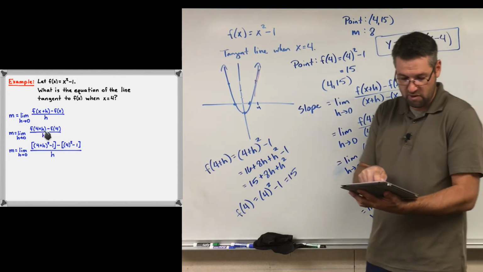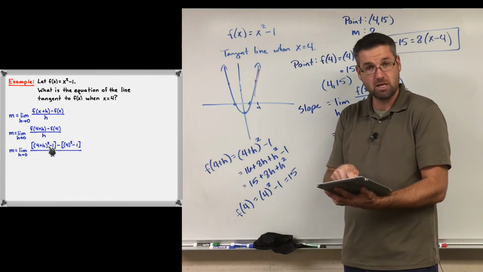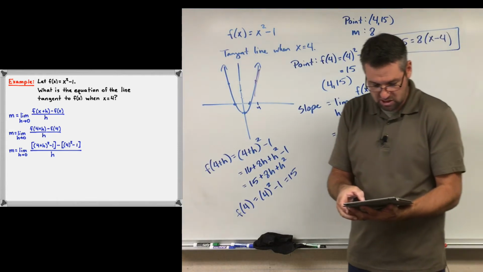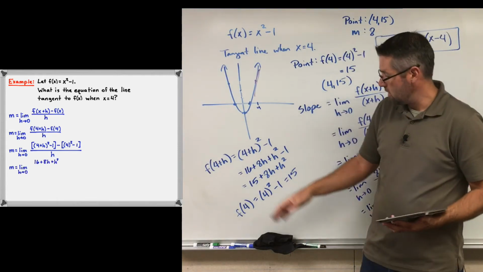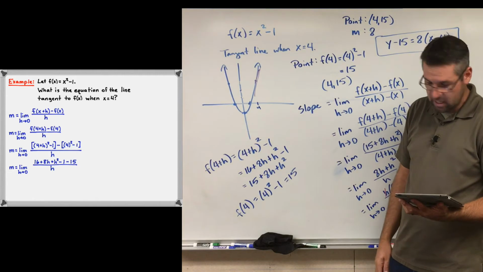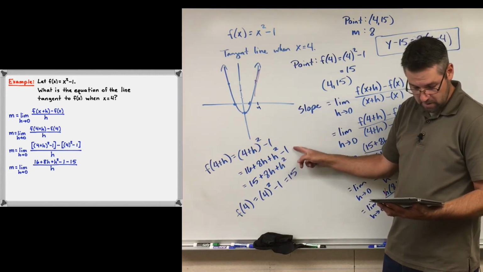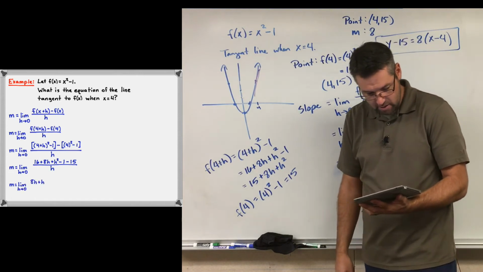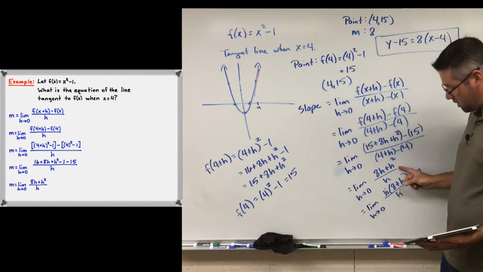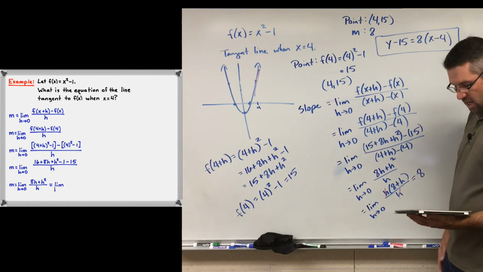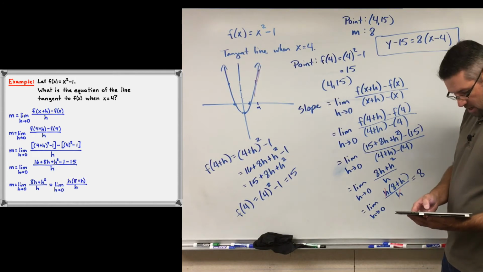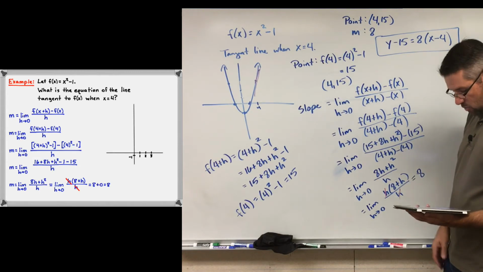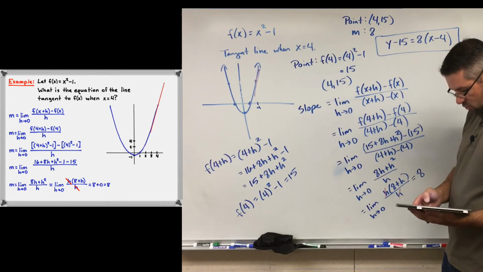So what is f of 4 plus h? Well, it's (4 plus h) squared minus 1. What is f of 4? Well, it's 4 squared minus 1. But then from here we just simplify. We can see exactly what we have here, the 16 plus 8h plus h squared minus 1, and then the 15. And then we can simplify that, and it becomes 8h plus h squared over h. We factor out the h, so we end up with a limit as h approaches 0 of 8 plus h, which is 8. And then we can create our tangent line. So here's another graphical look at it.